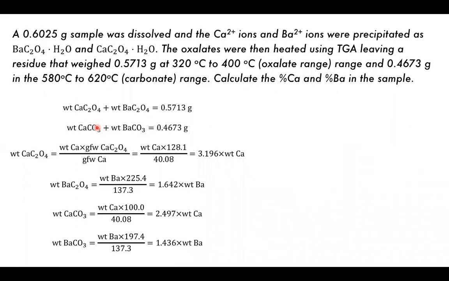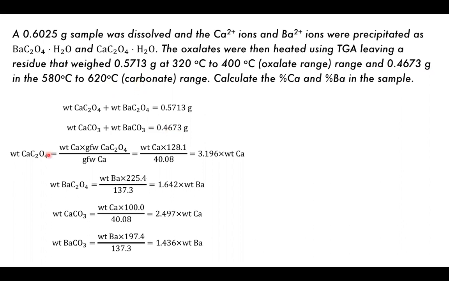So we know that the total combined weight of dry calcium oxalate and dry barium oxalate is 0.5713 grams. We know that because it's weighed here, and we're even told this is the oxalate range. So these are oxalates at this point, but they're dry oxalates. The water has been removed. Then we also know that the weight of calcium carbonate and the weight of barium carbonate is 0.4673 grams. We were told it's in the carbonate range, so they must be carbonates.